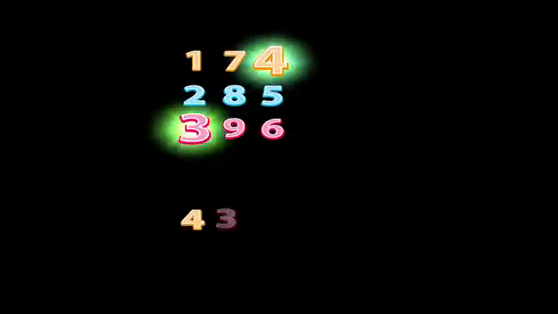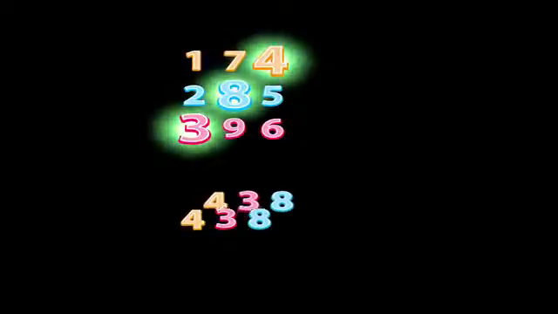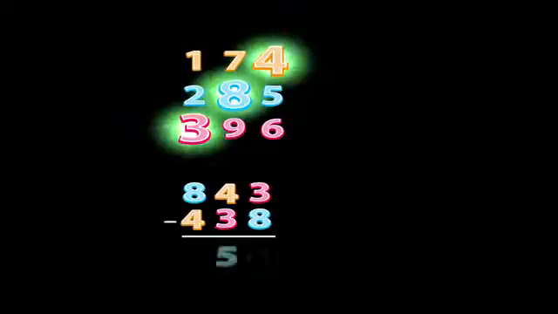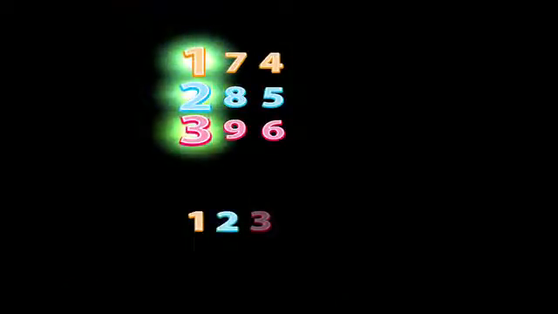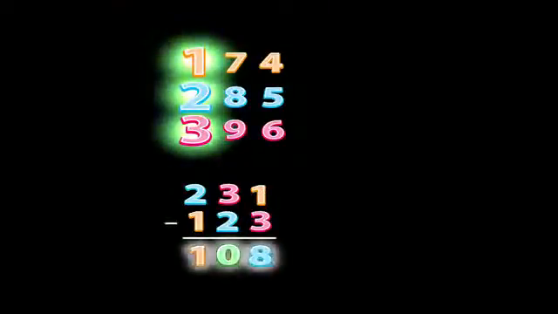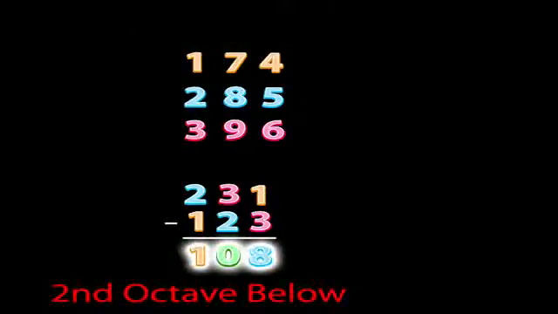So I then went 4, 3, 8 through the center, subtracted that from its shifted pair of 843, and that gave me 54, which is 3 octaves below the 432. I then went down the left-hand side 1, 2, and 3, subtracted that from its shifted pair of 231, which gave me 108, or 2 octaves below the 432, and one of the most auspicious numbers.